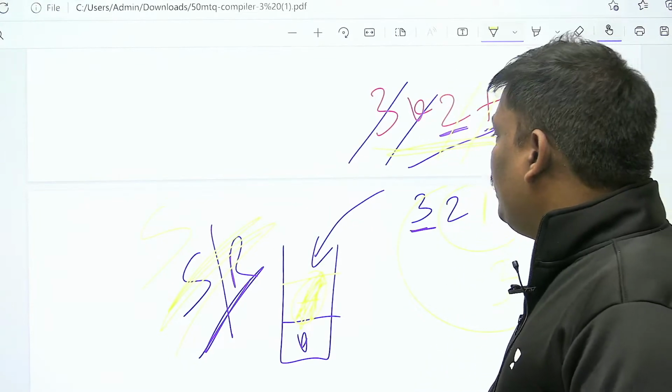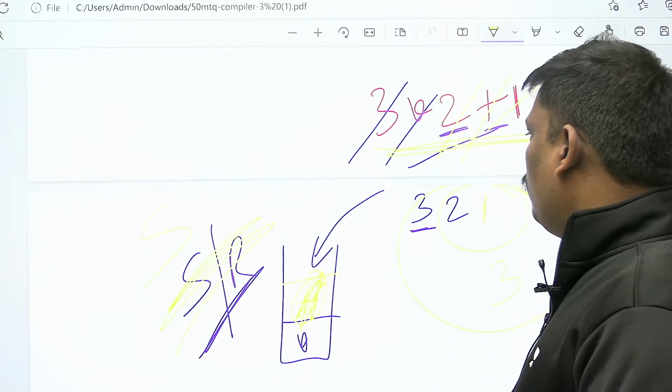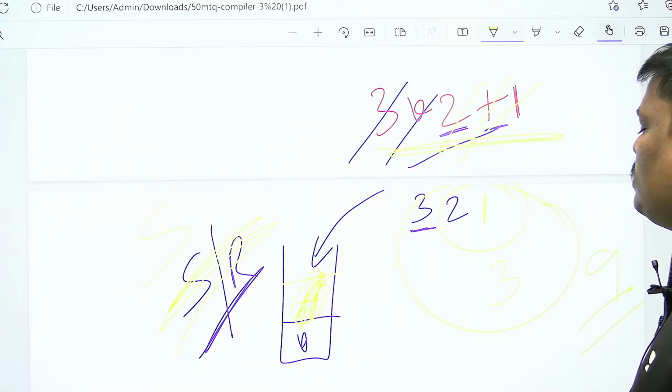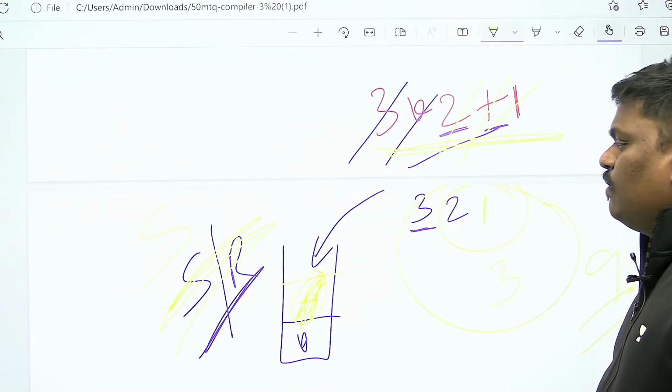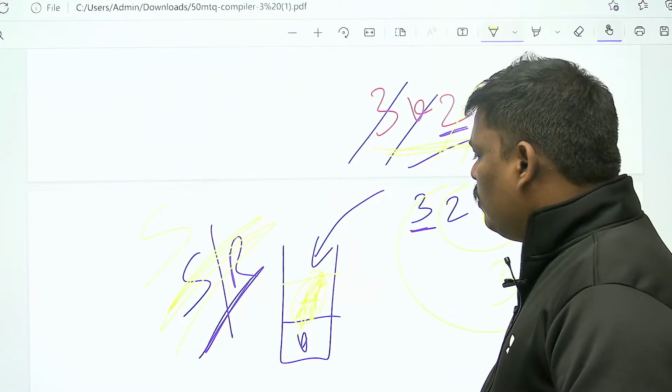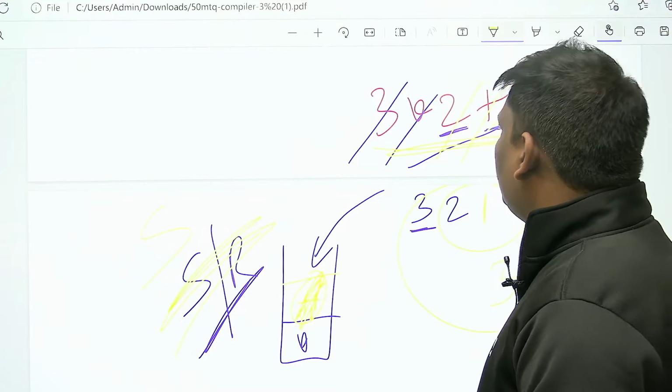Careful. SR replaced by S. So finally plus will be done. 2 plus 1 is 3. 3 into 3 is 9. So can anyone help me now? Who is done first? Careful.